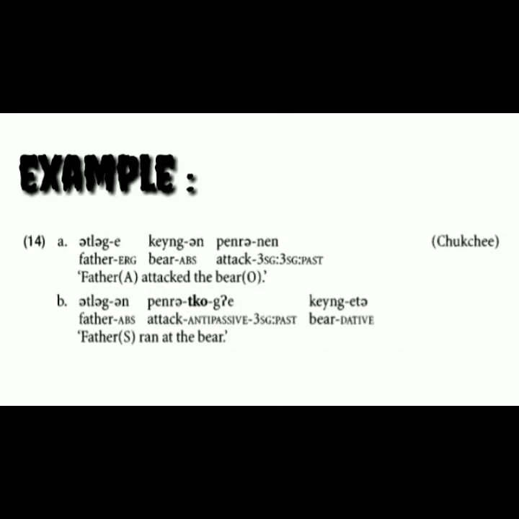The antipassive construction has a variety of functions in ergative languages, including giving rise to a partitive reading. Example in 14a and b. In 14a, father attacked the bear, and in b, father ran at the bear.